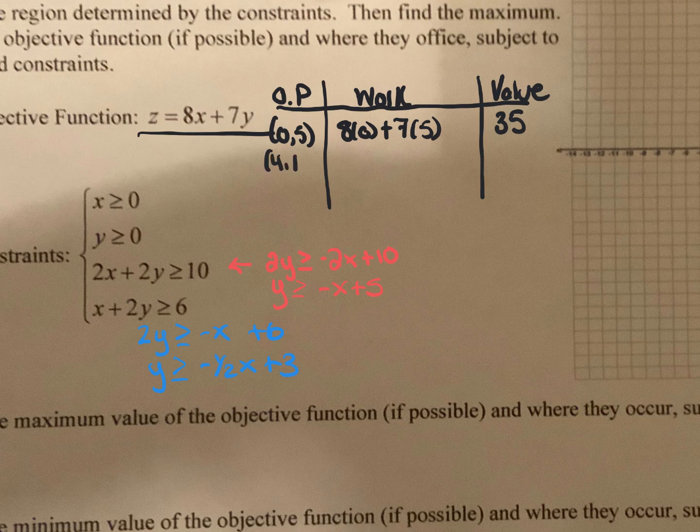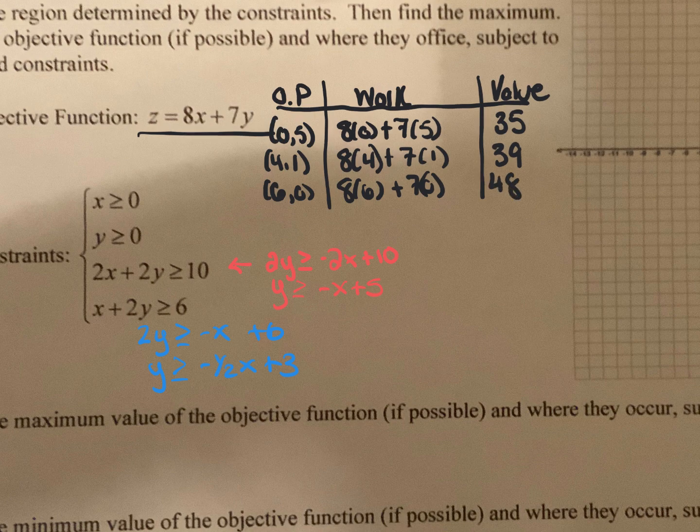4, 1. 8 times 4 plus 7 times 1. 32 plus 7 makes a 39. And then I had 6, 0. So it's going to be 8 times 6 plus 7 times 0, which is going to result in just 8 times 6, which is 48.